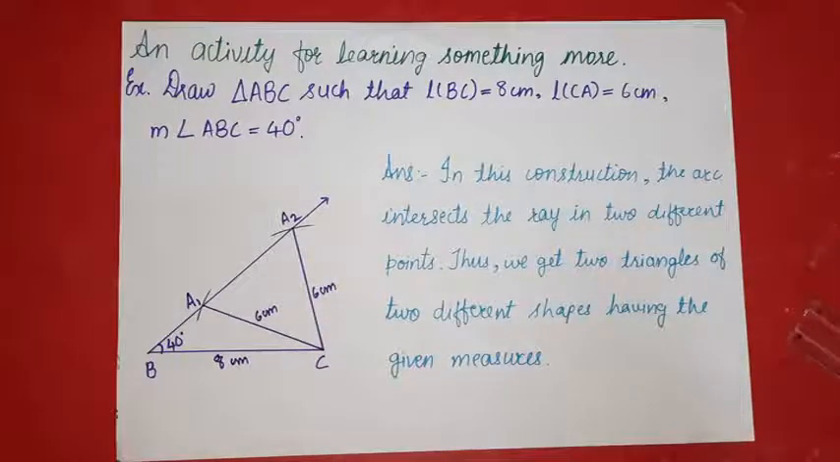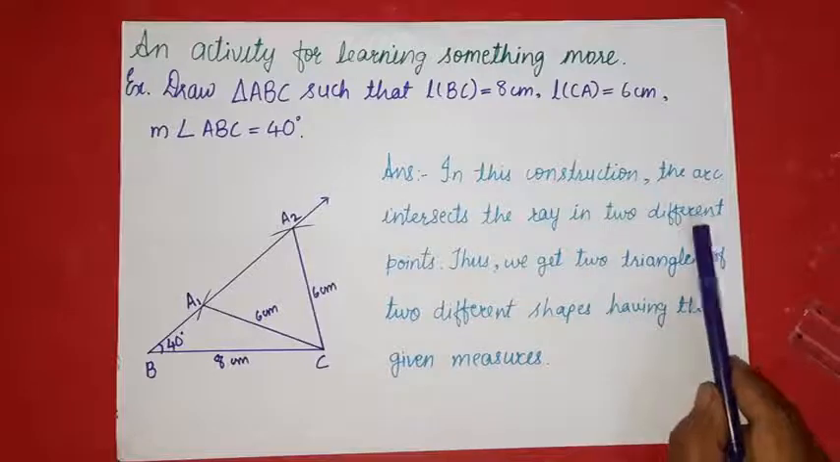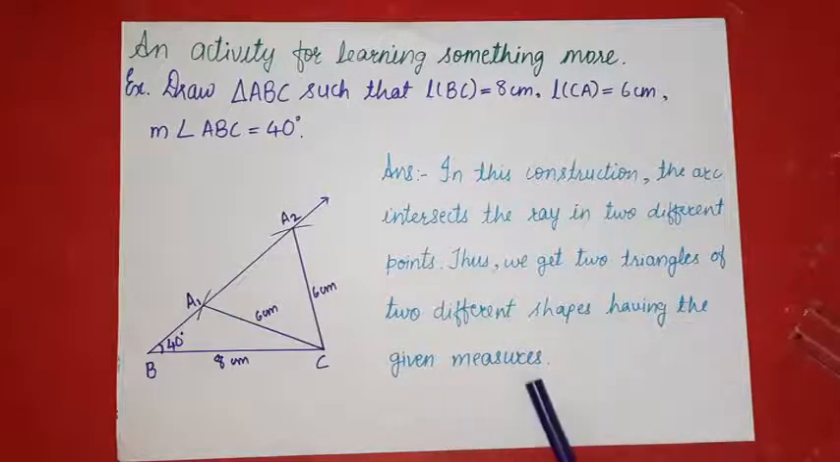So now children, you are getting two different triangles for the given information. In this construction, the arc intersects the ray in two different points. Thus we get two triangles of two different shapes having the given measures. So it happens in some examples.